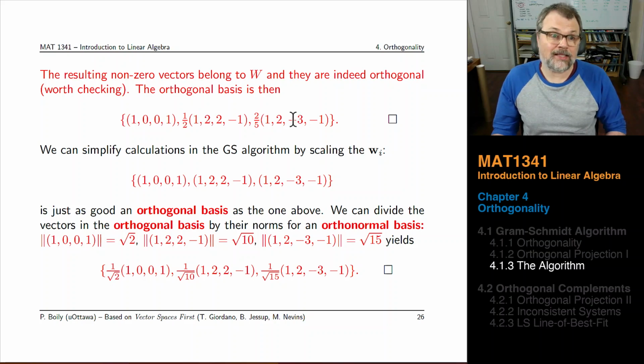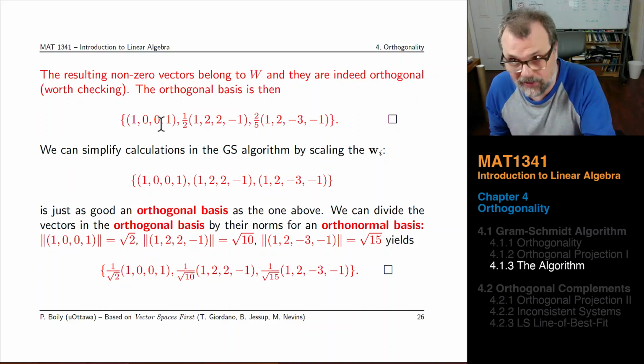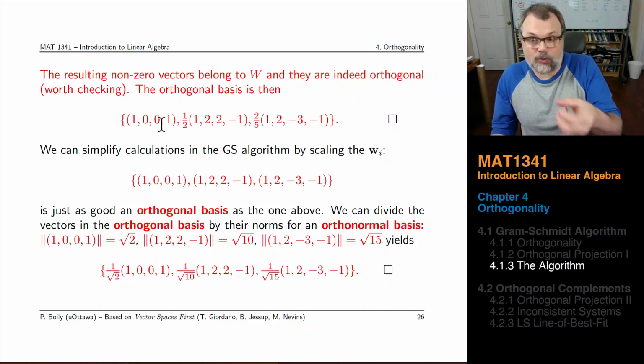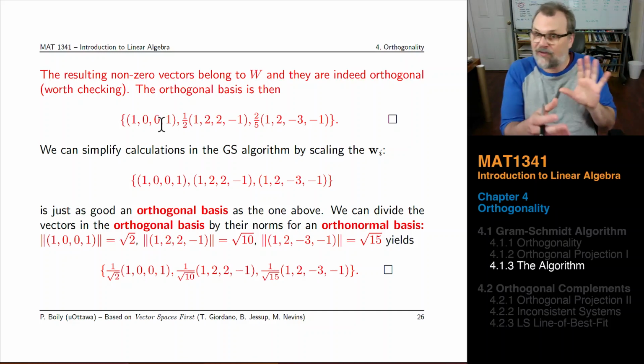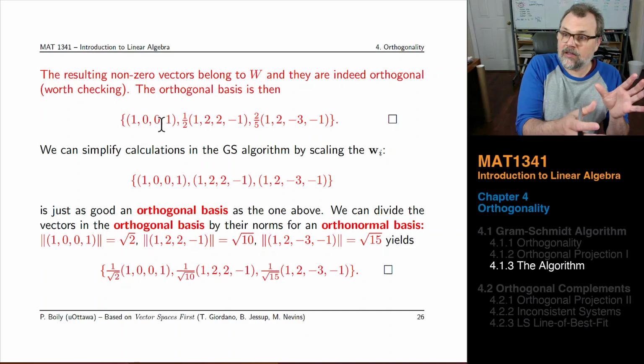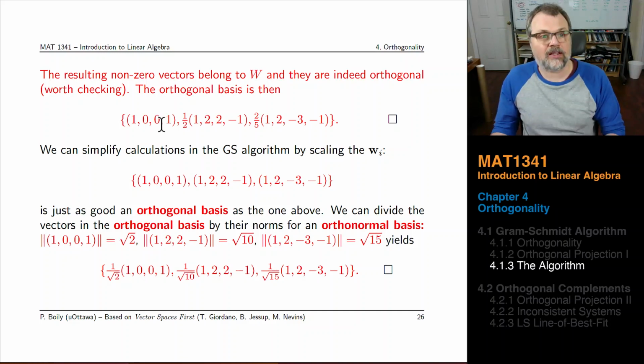Now you can simplify the calculations by scaling the W. And here, this is an instance where scaling makes sense because you're trying to come up with a basis. You're not trying to come up with the actual projection itself. You're using the projection to come up with a basis. But once you have found the basis elements, the vectors in the basis, then you can rescale them as you want. And rescaling them could help you remove some of the less savory fractions.